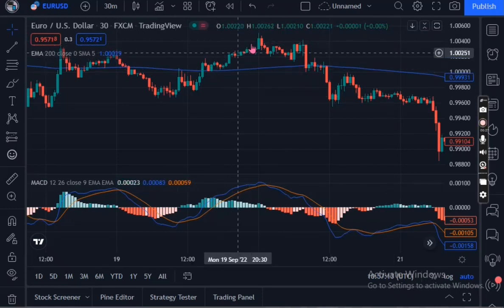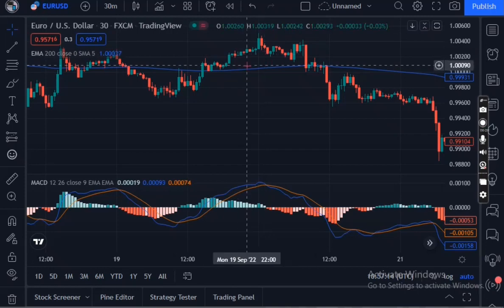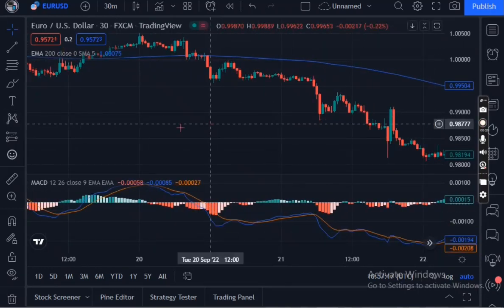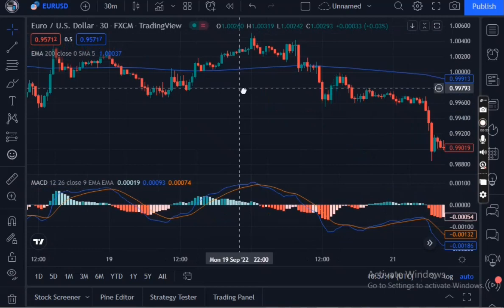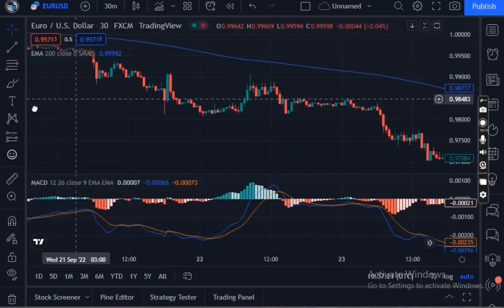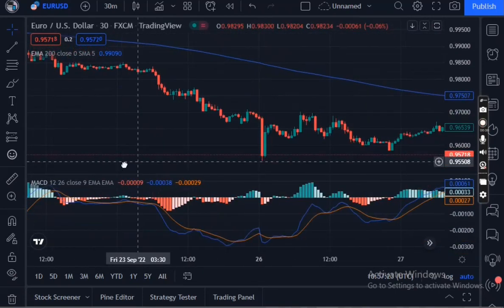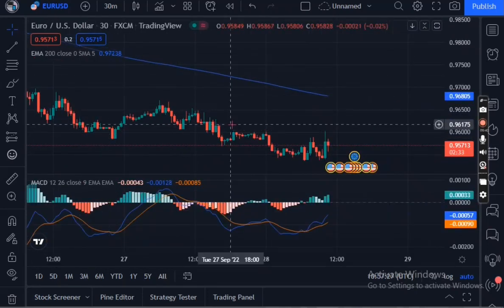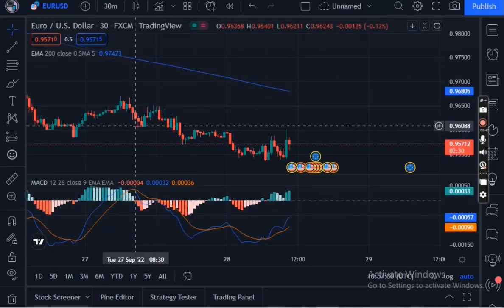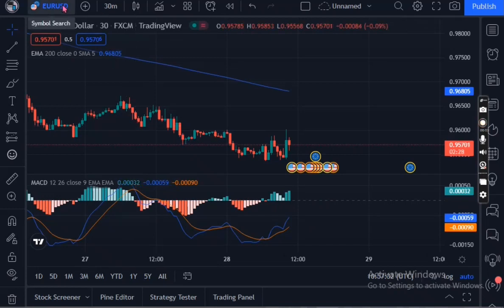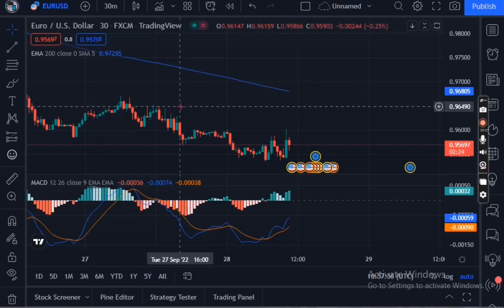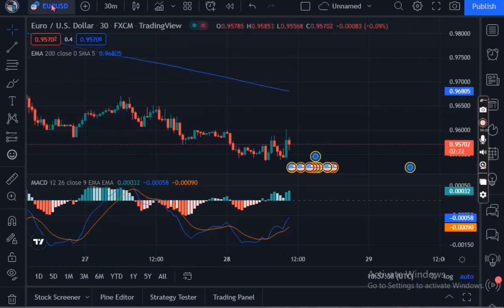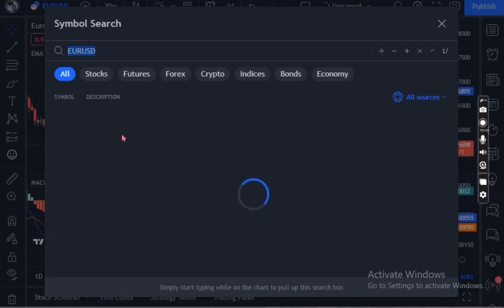So if we use the two together, we're actually going to benefit from it, and it's going to work. But this is a ranging market. Euro USD is a ranging market, so the two together is not going to work. You're just going to try to use price action here. But I'm going to use probably BTC USD to show you.